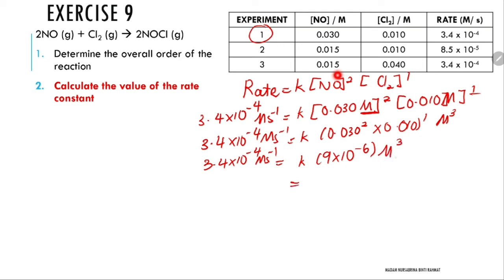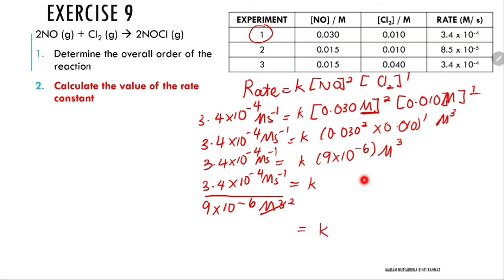I'm going to bring everything from the right side to the left side so that it leaves my K on the right side only. Simplify: this one becomes M to the power of 2 because we cancel out with the one at the top. So my unit of the rate constant is M negative 2 s negative 1, and the value of my rate constant is 37.7. Please make sure when you calculate your rate constant, you always write down the unit.